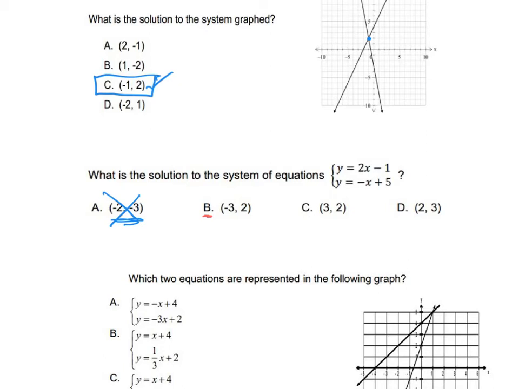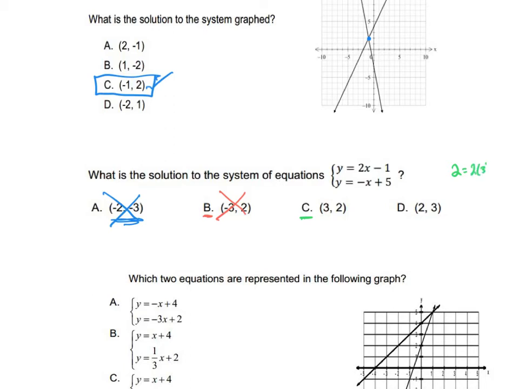Let's try B. Negative 3 for my x value and 2 for the y value. So we get 2 is equal to 2 times negative 3 minus 1. So 2 is equal to negative 6 minus 1. 2 is equal to negative 7. Nope, 2 is not equal to negative 7. That doesn't work. Okay, well, let's try something different. Let's try C. 3 and 2. So again, 2 is the y value.